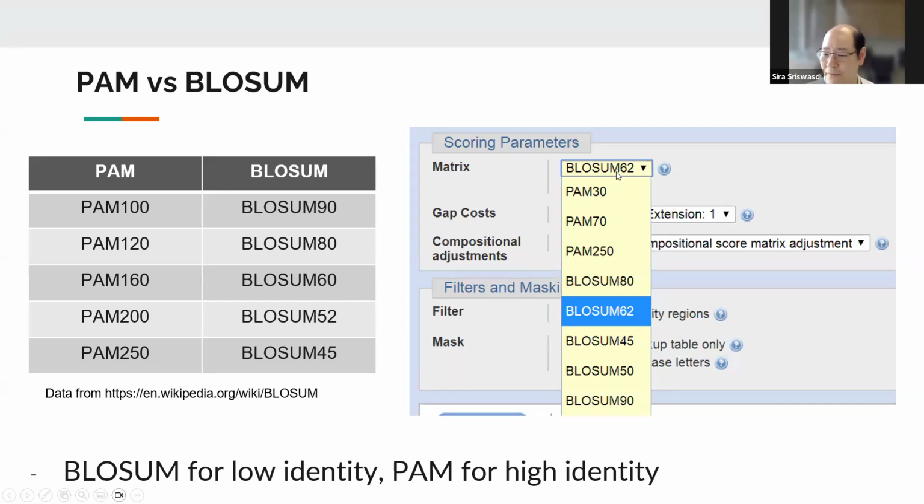And when you use BLAST for protein, there will be an option for matrix. Instead of the match and mismatch score, it will ask you to choose which BLOSUM or which PAM is appropriate for your expected information.